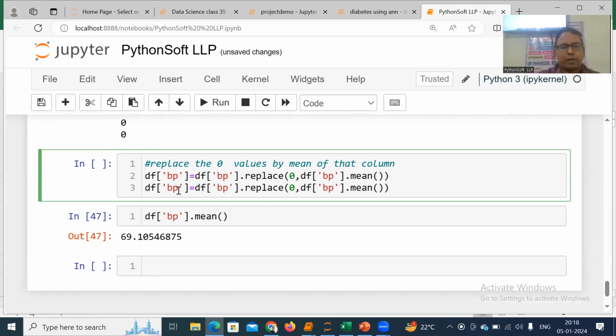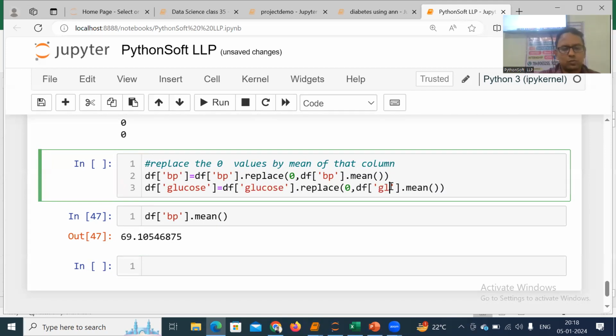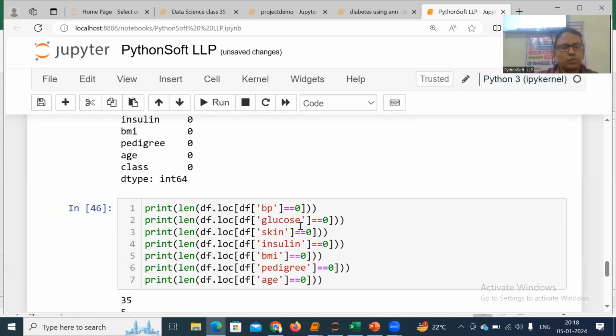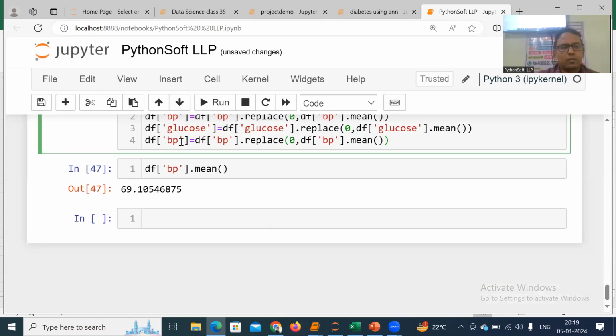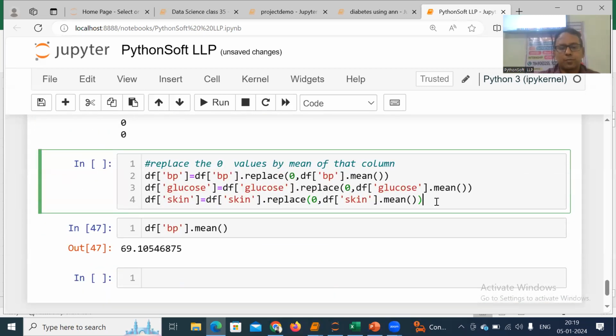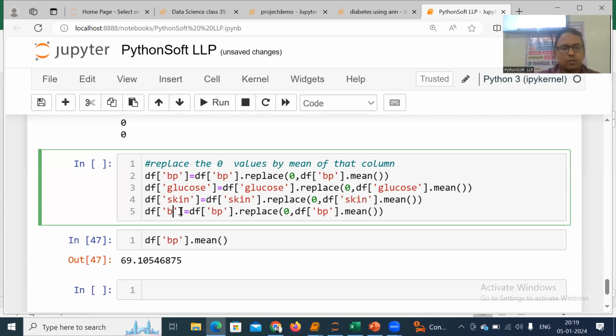Similarly, for other columns I will do this. For glucose, I'm writing here glucose. Similarly, here write glucose. So after glucose, do the same for skin. So I'm filling the data. I'm replacing the zero values by the mean value of that particular column. Then the insulin column.